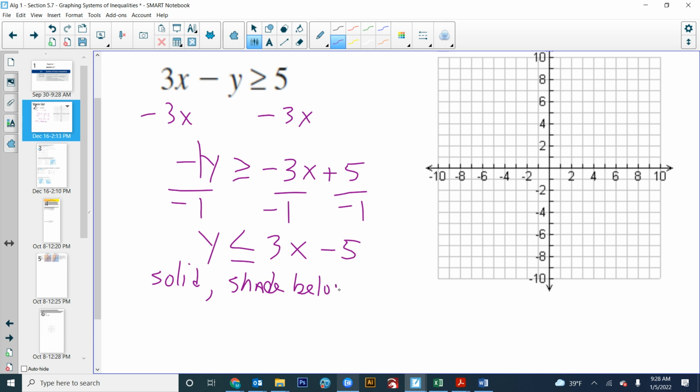We switch the sign when we divide by a negative. Right? Yeah, remember, we divide by a negative, we flip it. Now I remember. How do I start graphing this?